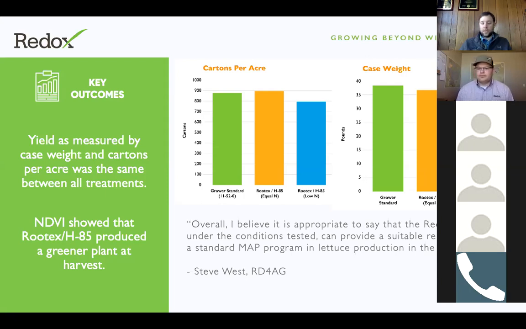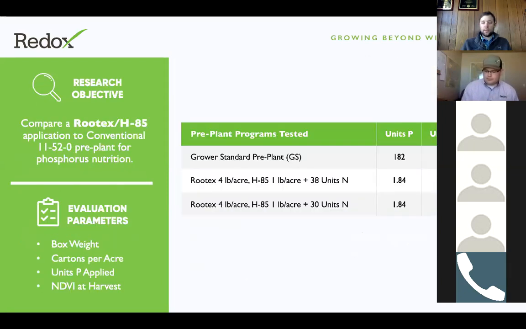Okay. Thanks, Jeff. I think one thing I wanted to highlight here that I thought was really interesting on this one was the cost comparison between the 2 programs. That's true. I forgot to mention that. We saved $31 an acre.